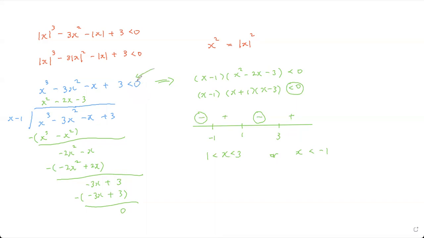So how do I make use of this result to solve this inequality? Notice that from the expression, I just have to replace x with modulus x, which is what I'm going to do here. If I replace x with modulus x, this is modulus x less than 3 and greater than 1, or modulus x less than negative 1. But notice that modulus x cannot be less than negative 1, so we have to reject this. Modulus x is always greater than or equal to 0. Now we're just left with this.